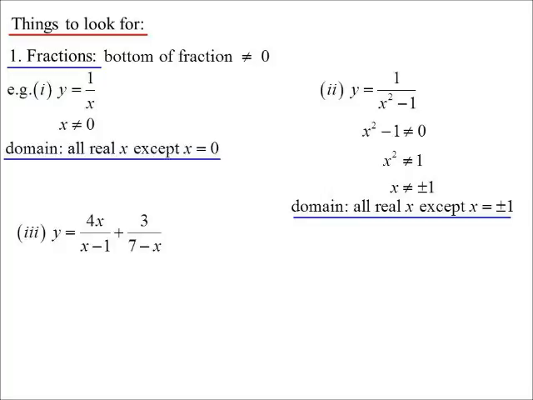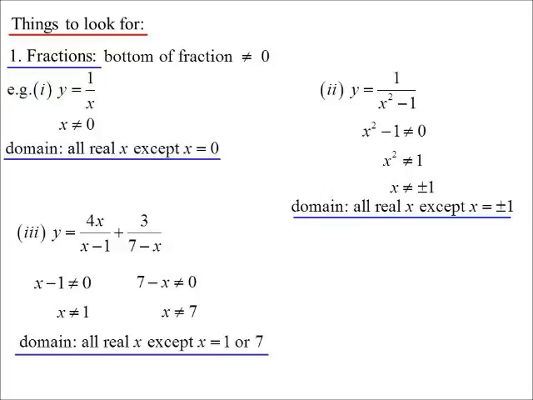You might have two fractions. The rules are still the same for both fractions. So x minus 1 can't equal 0. And 7 minus x can't equal 0. Giving us our 2 points of exclusion for this curve. So all real x except x equals 1 or 7.